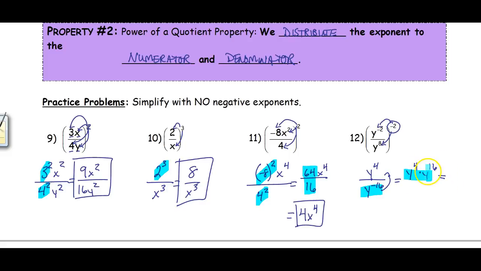Okay, now you can go ahead and multiply. When you're multiplying numbers with the same base, you're going to add your exponents. So you get y, 4 plus 16 is 20. Y to the 20th power is your final answer.